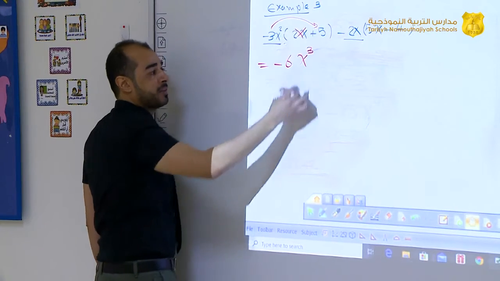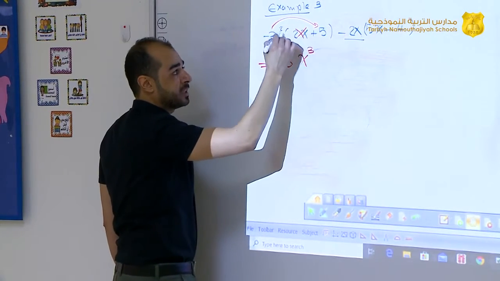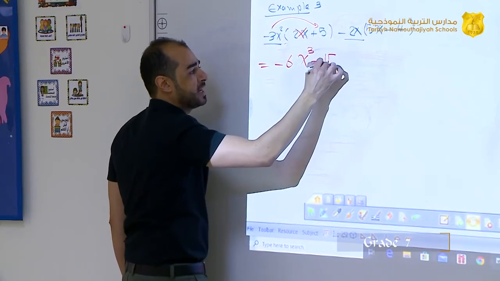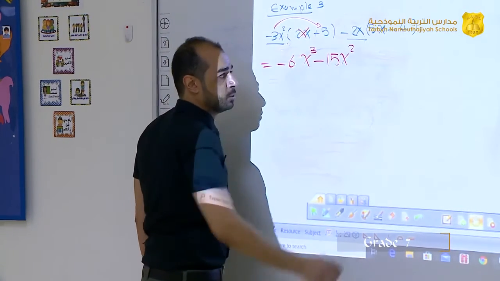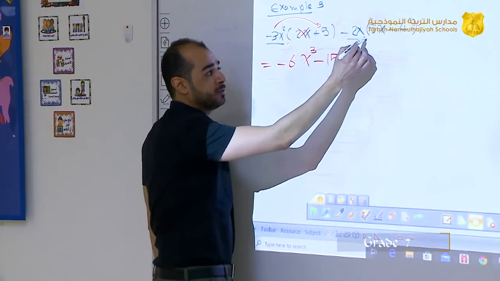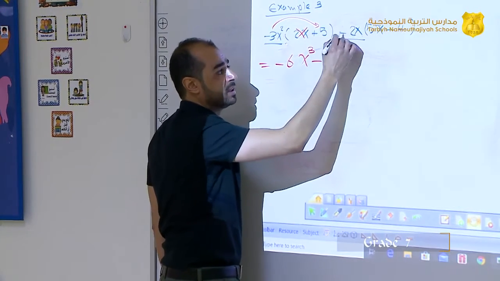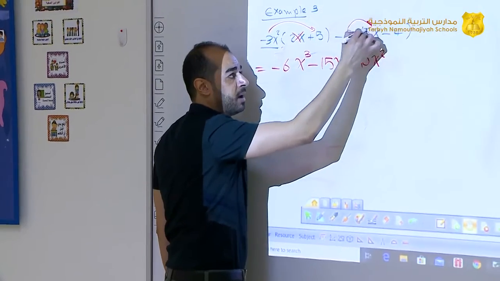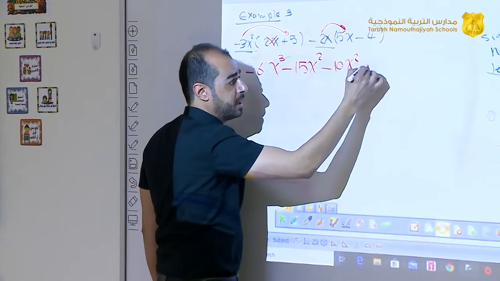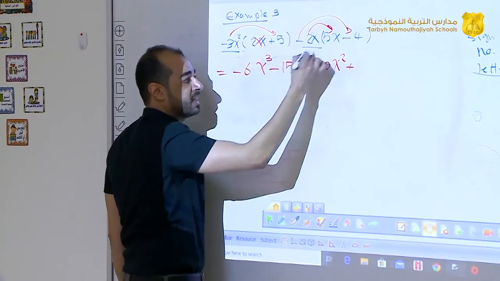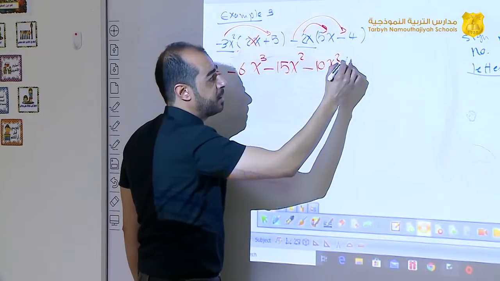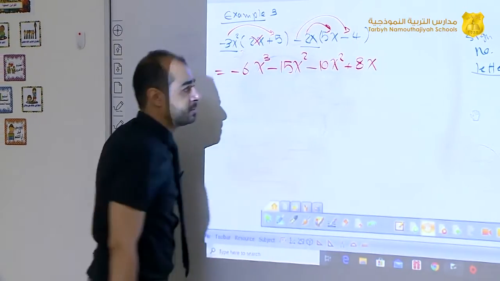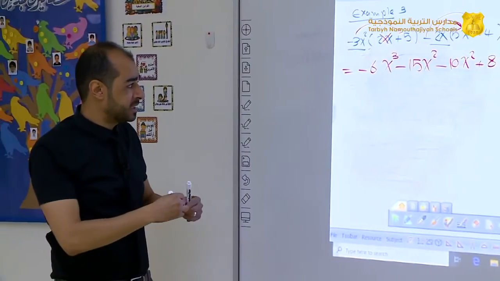Now, multiply by the second term, negative 3x to the power of 2 multiply positive 5. Quickly, it will be negative 15x to the power of 2. The same here, negative 2x multiplied by 5x minus 4, so it will be negative 10x to the power of 2 by multiplying these two terms, and plus, because negative multiply negative, we get positive. Negative 2x multiply negative 4, we get 8x. It's not finished. What is the next step?